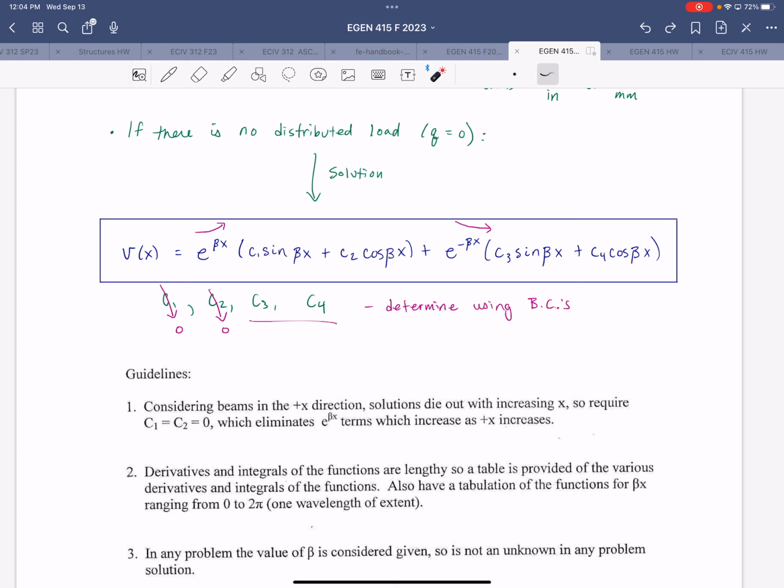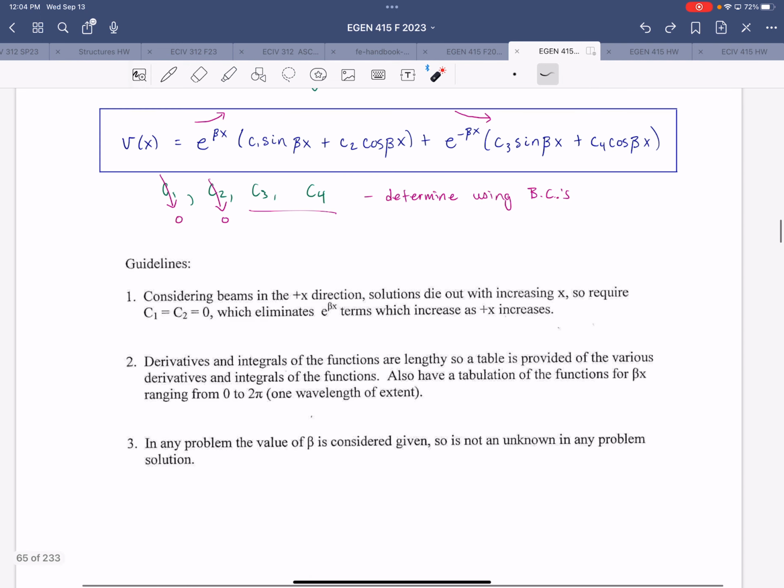And so since the response of the beam will dissipate with distance from the load, we want this part of the solution. So we force the first two constants to 0, and then that just leaves us with two constants that we need to determine using boundary conditions. So eliminating those first two constants leaves us with a solution that simplifies down to the last term in the boxed equation above.